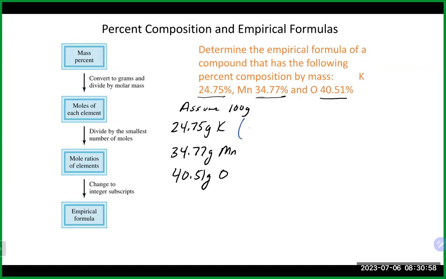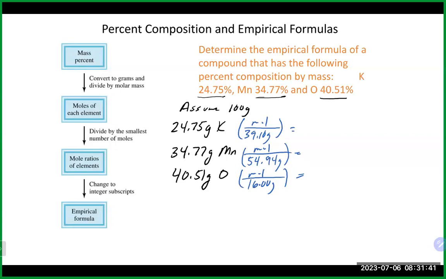So we're going to go to the periodic table and convert these out. Potassium is 39.10 grams per mole. Mn is like 54-ish, I think. 54, getting old, I can't see it. 54.94, we'll call it, depending on your periodic table and your eyesight. And we'll go with 16 grams per mole for oxygen. All right, so we're going to convert all these into moles using the molar mass from the periodic table.